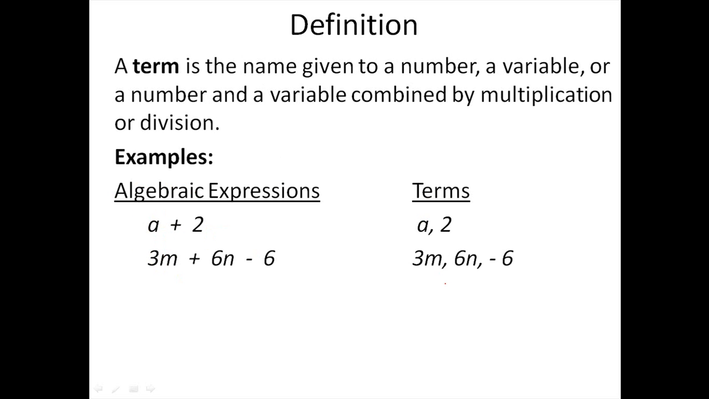A term is the name given to a number, a variable, or a number and a variable combined by multiplication or division. Okay? So here are a few examples. The first example is a plus 2. That is an algebraic expression. a is a variable, that's one term, and 2 is just a constant number, that's another term. Okay? Here is another algebraic expression, 3m plus 6n minus 6. 3m is a term, 6n is a term, and minus 6 is a term.